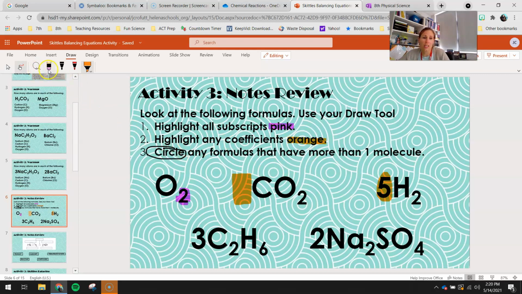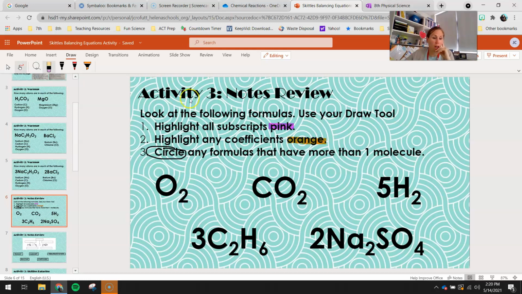And then finally, you're going to circle any formulas that have more than 1 molecule. So for instance, because we highlighted this 5 and said it had a coefficient of 5, that means we have 5 molecules of H2 gas. So you guys would circle that one because we have more than 1. Okay, so that kind of covers those. At this point, you guys can go ahead, flip your computers around, pause this video, and finish slide 6.